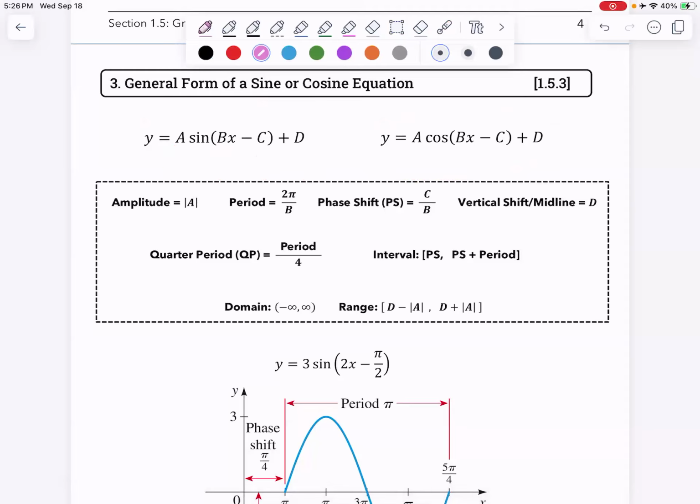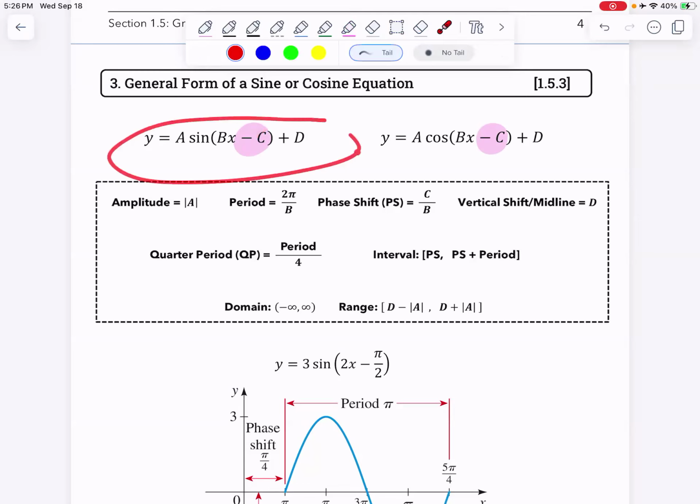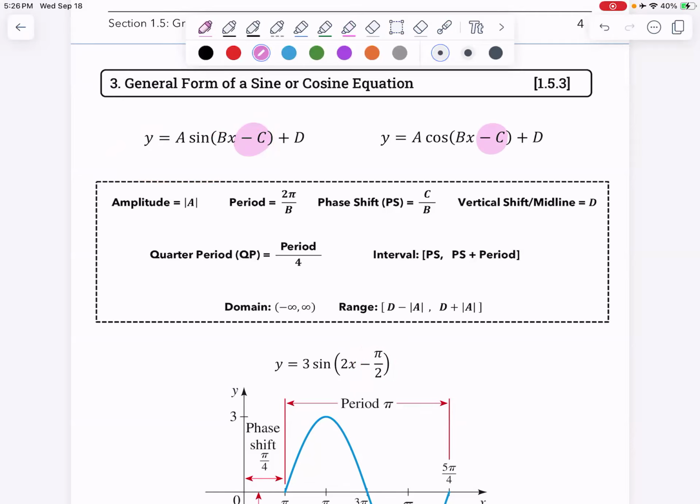I want to point out right away something special about this minus C. When you go to identify what C is in an equation in your general form, it's minus C. So C is always the opposite sign of whatever you see here. So there's a function down here. This says minus pi over 2, so C is positive pi over 2. C is always opposite the sign you see.